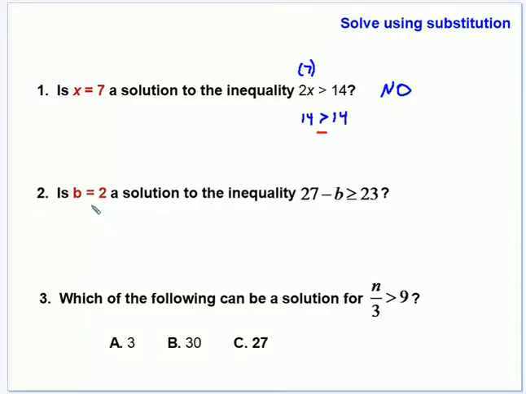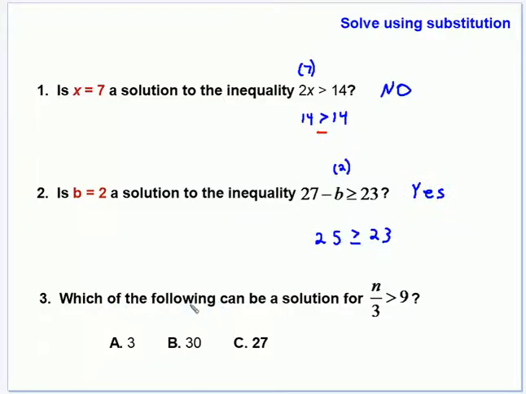Alright, how about b equals 2? Once again, we'll substitute 2 in for our b. 27 minus 2 is 25. Is 25 greater than or equal to 23? Yes, it is. It's greater than, so the answer is yes.